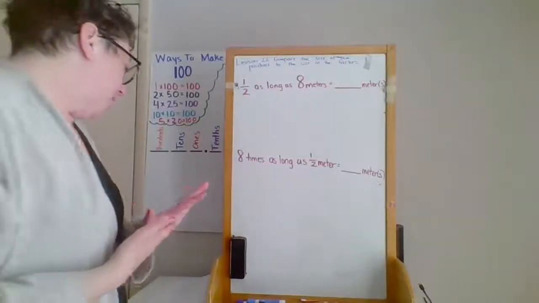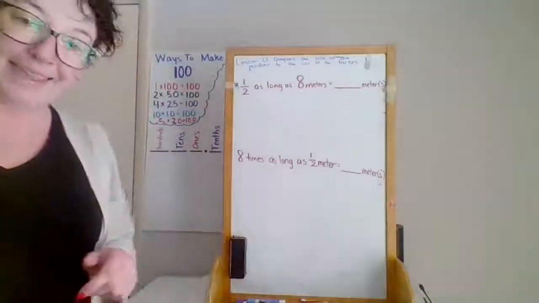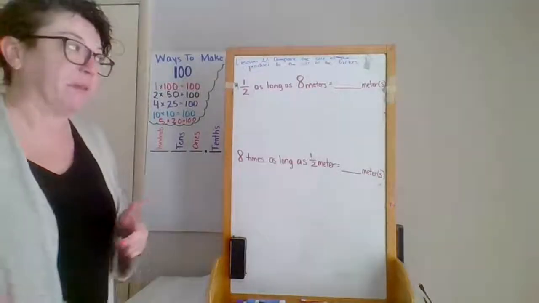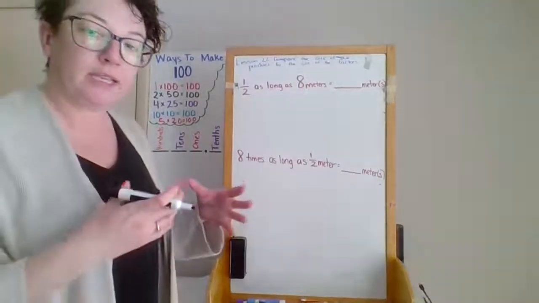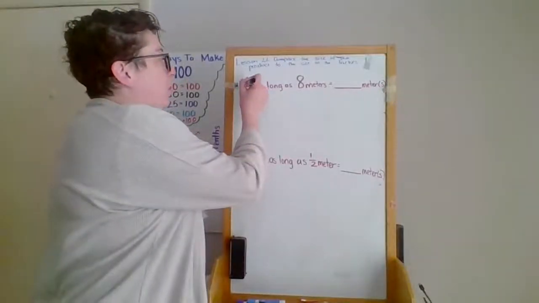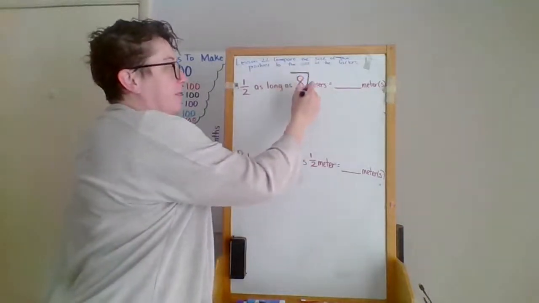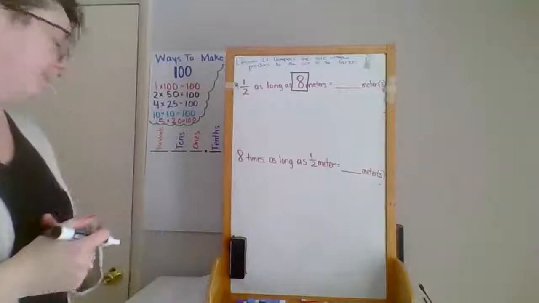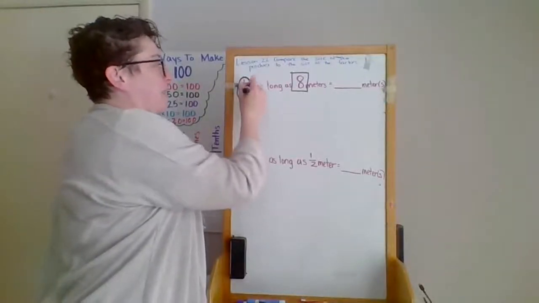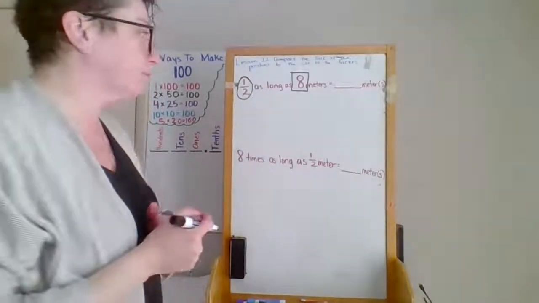We're going to rewrite to circle the scaling factor and the number of meters. So the scaling factor is what we're changing the amount by. So in the first one, 1/2 as long as 8 meters. We have 8 meters, so I'm going to put a box around 8. I'm finding half as much as that. So we're going to circle that because that's the scaling factor. Okay?